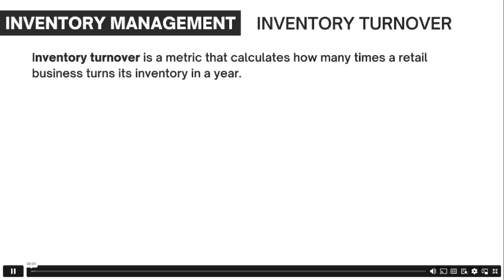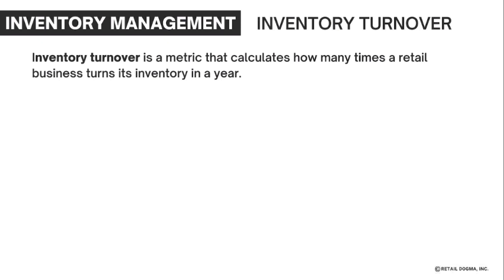Inventory turnover ratio is a metric that calculates how many times a retail business turns its inventory in a year. It's used to track how efficiently a business is managing its inventory. If the business invests an initial amount in inventory, every time it turns this inventory, it generates profit out of it. Turns here means sells and replaces the inventory with new one.